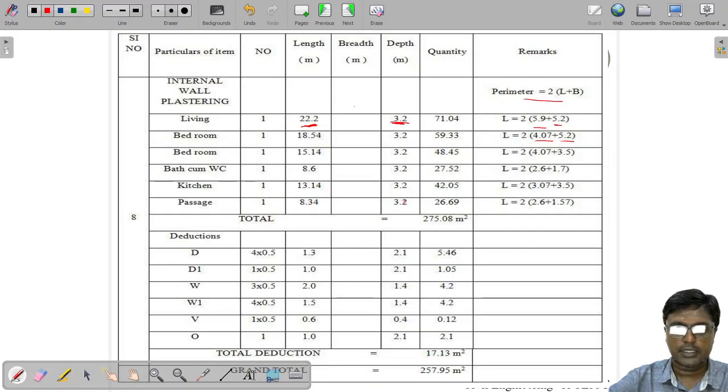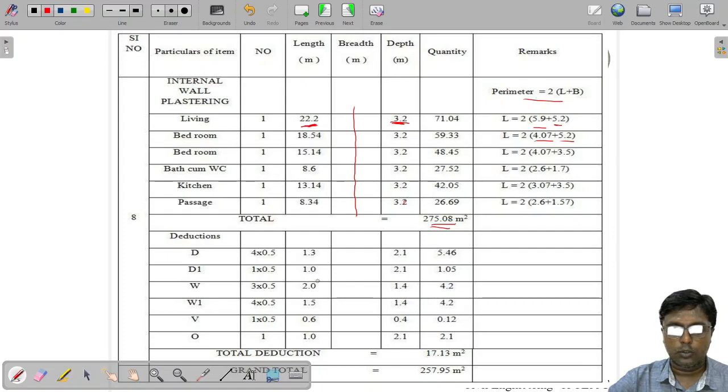So you can see here there is no entry of breadth column, because this is painting work. This is in meters. The thickness doesn't matter; the thickness is not a matter here. Okay, so in total it will come up to 275.08. By doing all this, we will get 275.08.